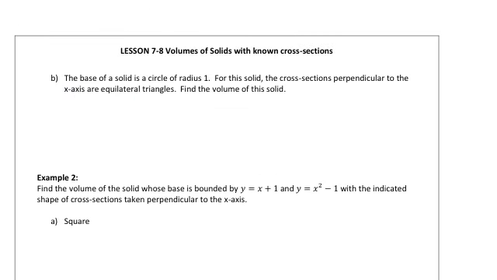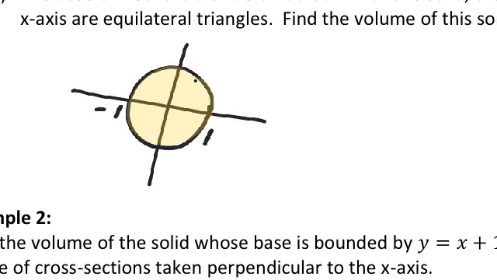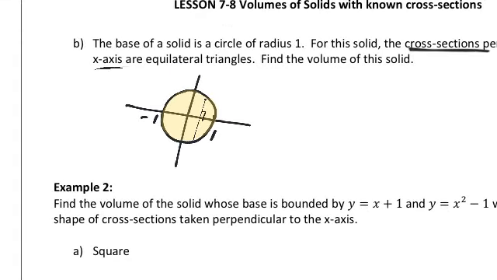Okay, the next one is exactly the same problem, except, so I still have this base, which is in the x-axis. It's a circle from -1 to 1. I'm now still making cross sections perpendicular. By the way, that means that the base is perpendicular to the x-axis. Cross sections perpendicular to the x-axis.